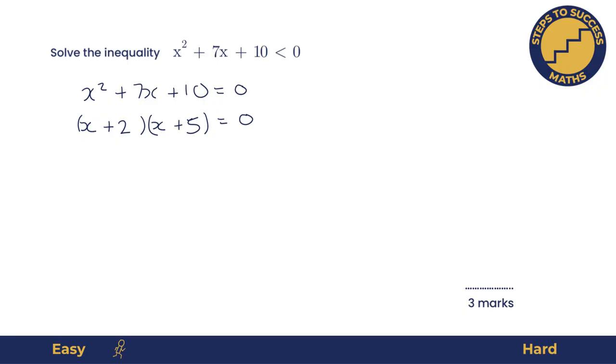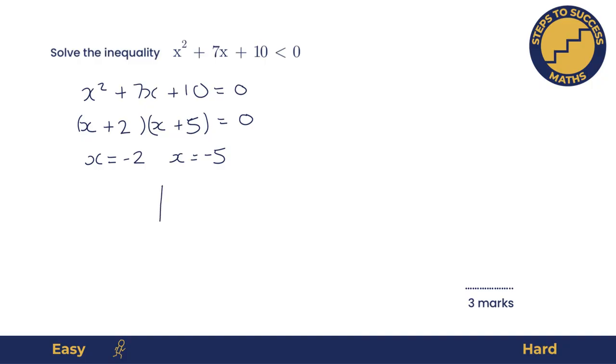So the two solutions to this are when the first bracket is 0, so that's when x is negative 2, and when the second bracket is 0, so when x is negative 5. If you're not great at solving quadratics by factorising, make sure you watch my other video on this.